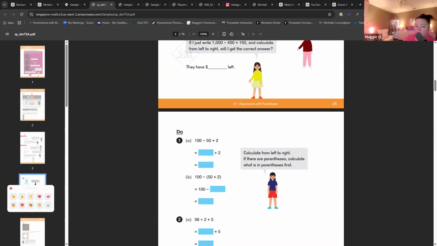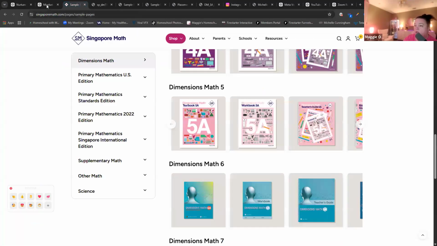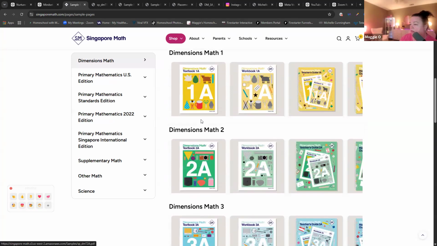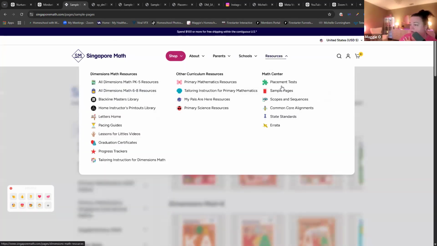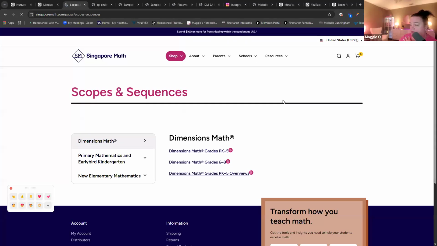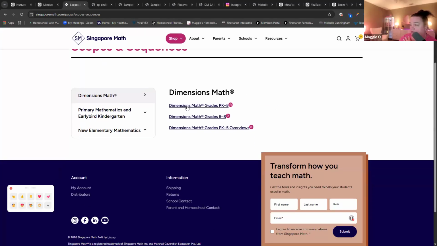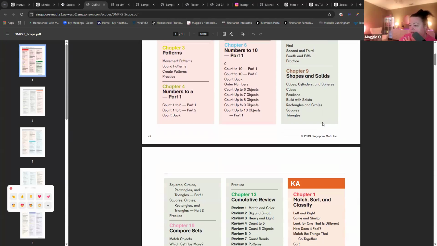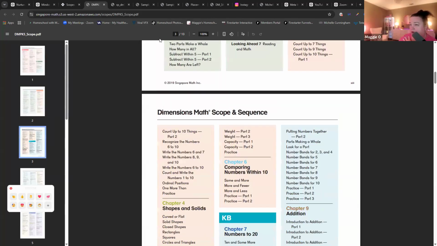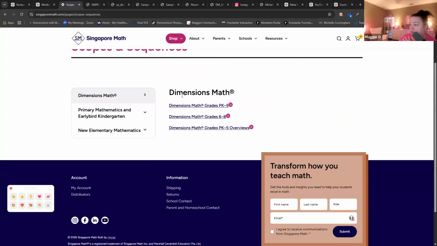I'm just getting back to my notes again. And so we're in these right now. Okay. So that's basically, you have the samples, there's your resources, scopes and sequence. You can look at this on dimensions, what we're going to cover. I like this layout. I like the way it's organized. It's very easy to follow and it's great for you to understand.